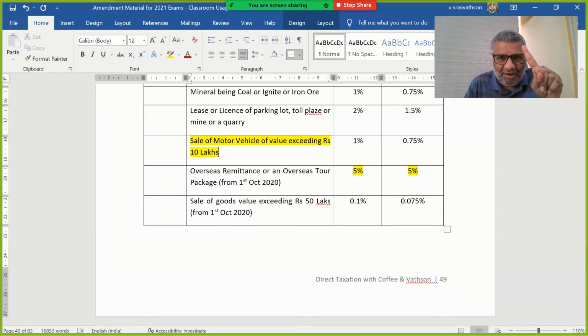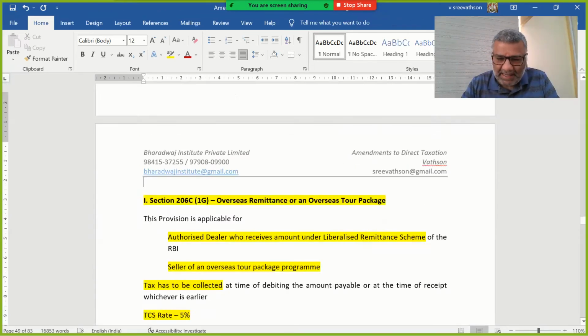Not for sale by the company to the dealer, but dealer to the consumer, the ultimate user. Their tax has to be deducted at source if the car value exceeds 10 lakhs.